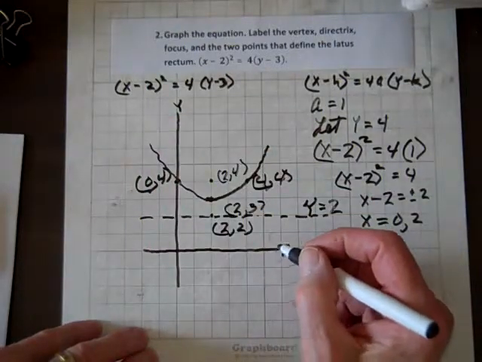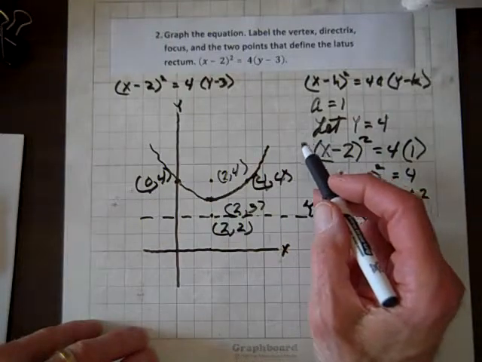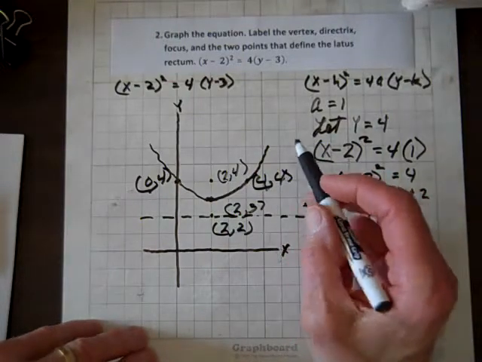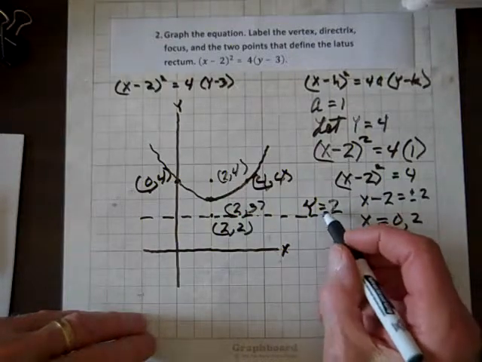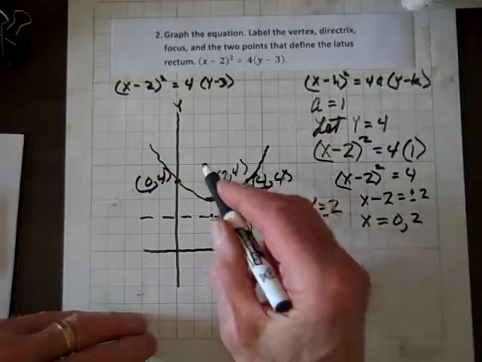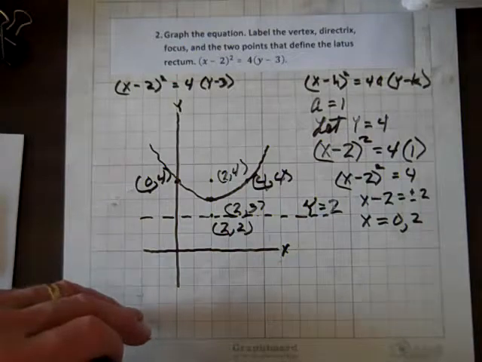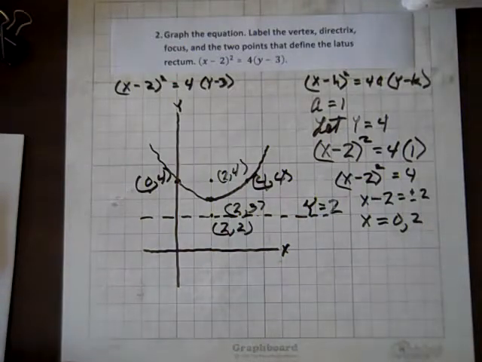And there we have it. So we've labeled the vertex. We've given the equation for the directrix. We've labeled the focus and the 2 points on the latus rectum, and we're done.